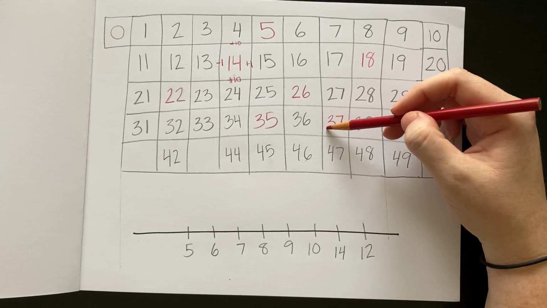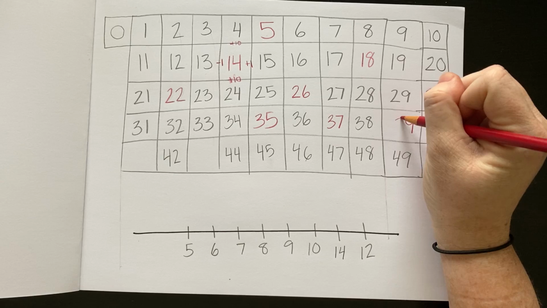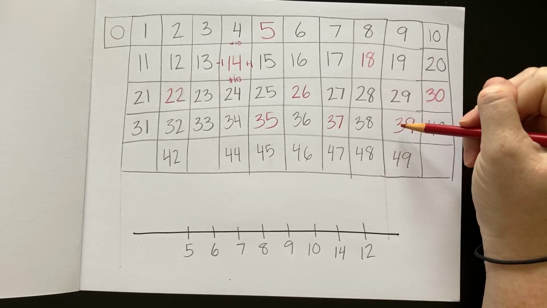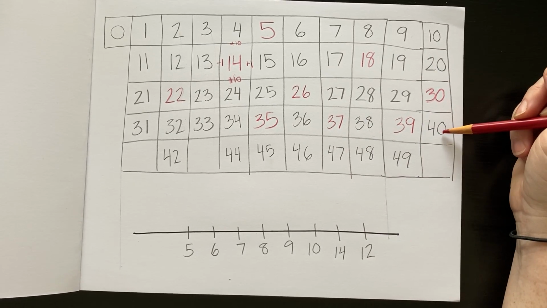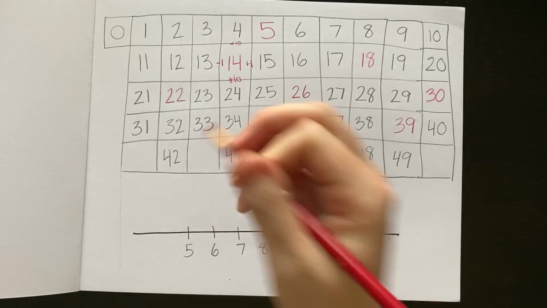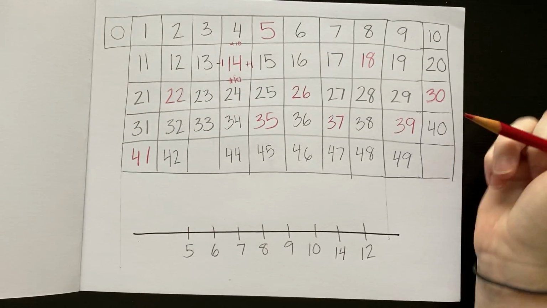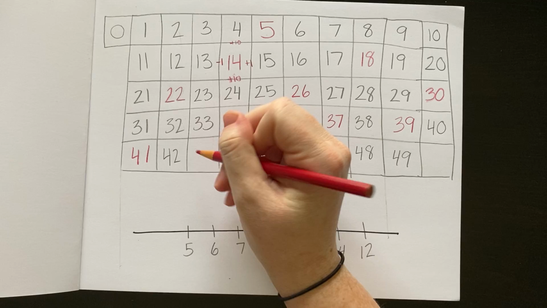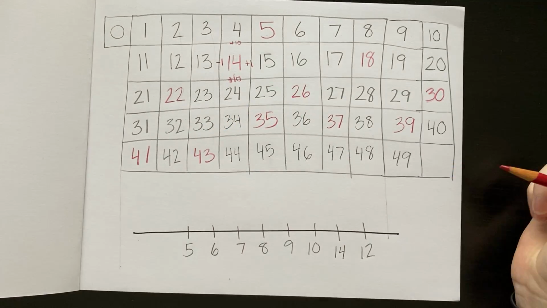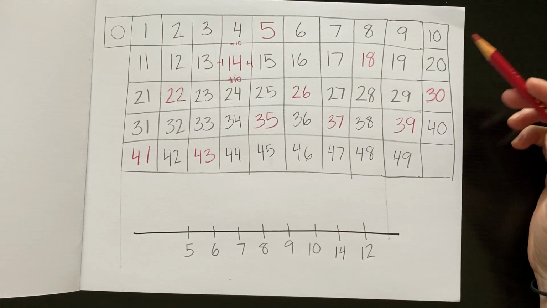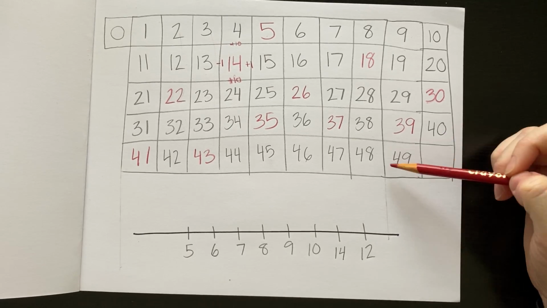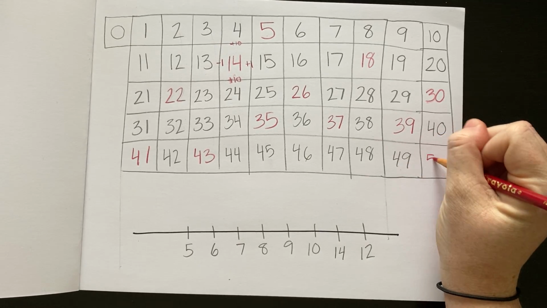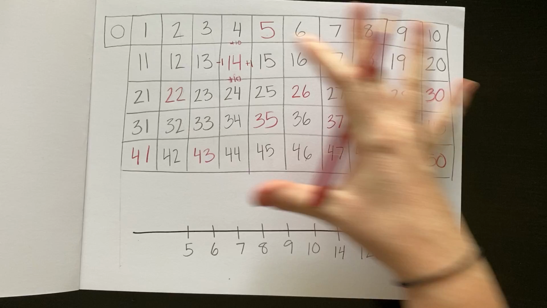38, 37, 38, 39. So the 3s go all the way down, and then we pushed it too far. Now it turns into 40, and then all of these are 40. 41. What do you think goes here? 43. And then all the way down to the last row. 10, 20, 30, 40. One more than 49 is 50. And we made it make sense.